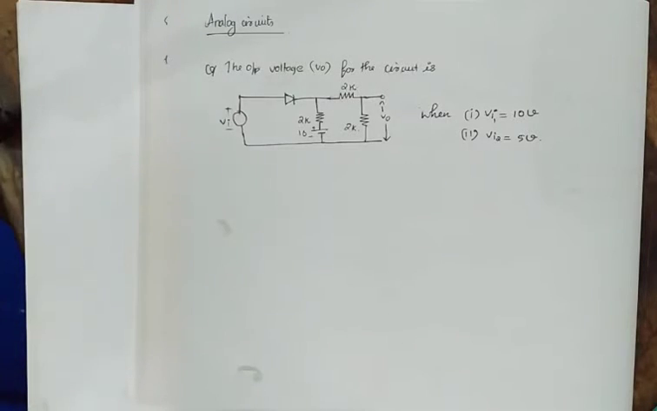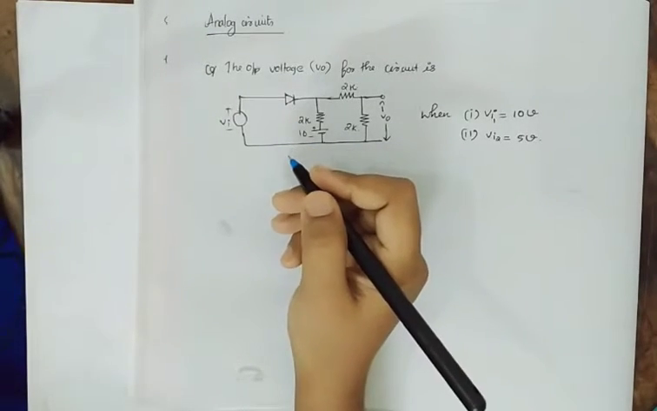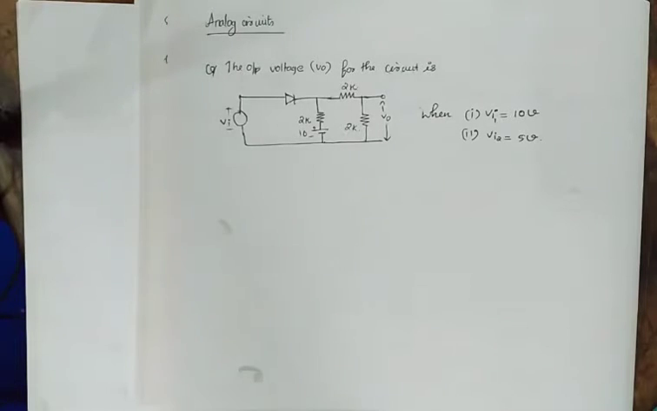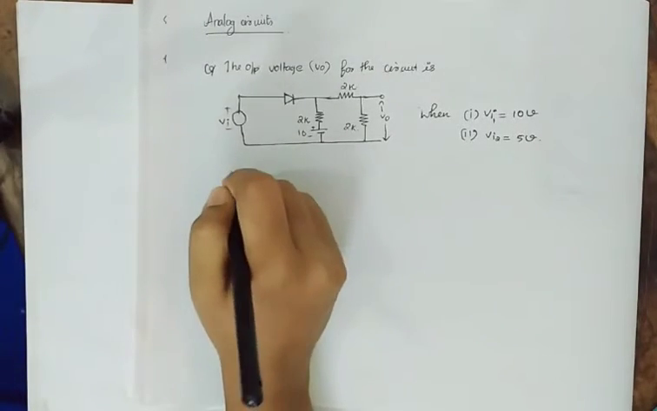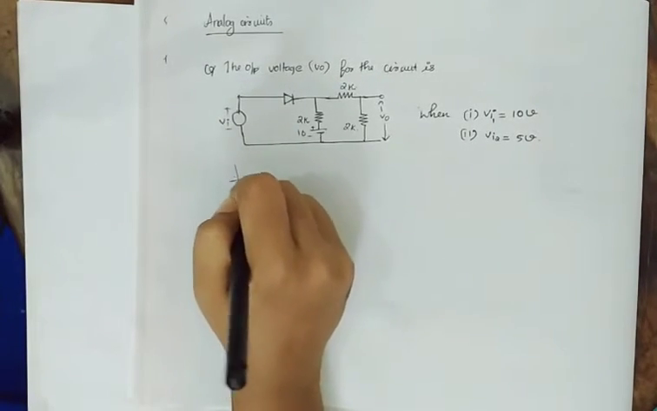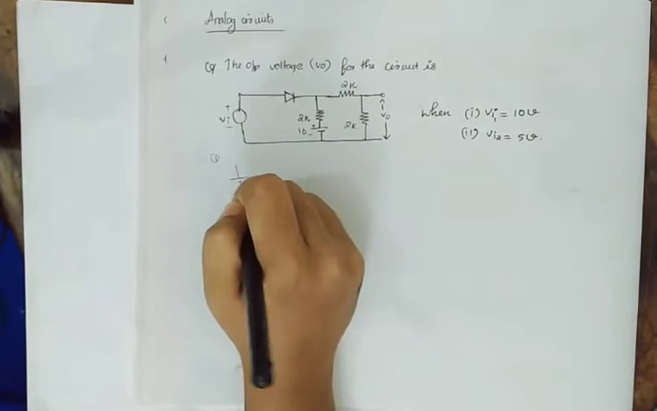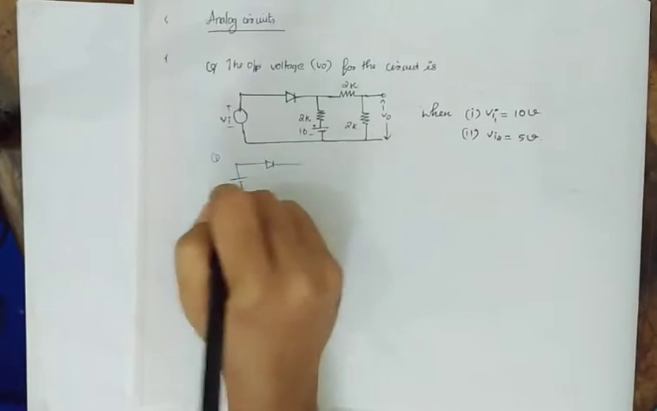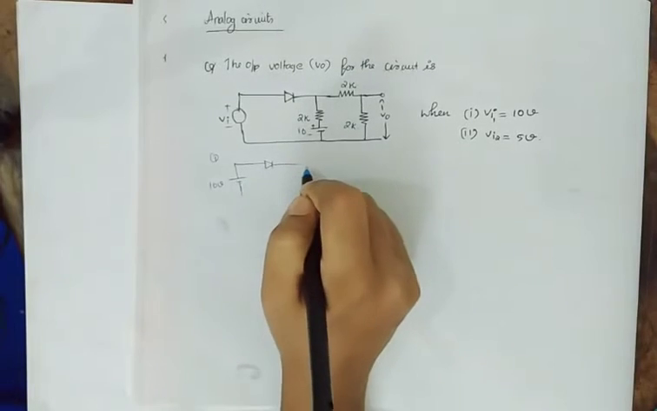So we'll start with the first question. The output voltage V0 for the circuit, we have to find out the output voltage V0 for the circuit when Vi1 is equal to 10 volt and Vi2 is equal to 5 volt. Okay. So we'll draw first for Vi1. So this is case 1. That was equal to 10 volt, right?